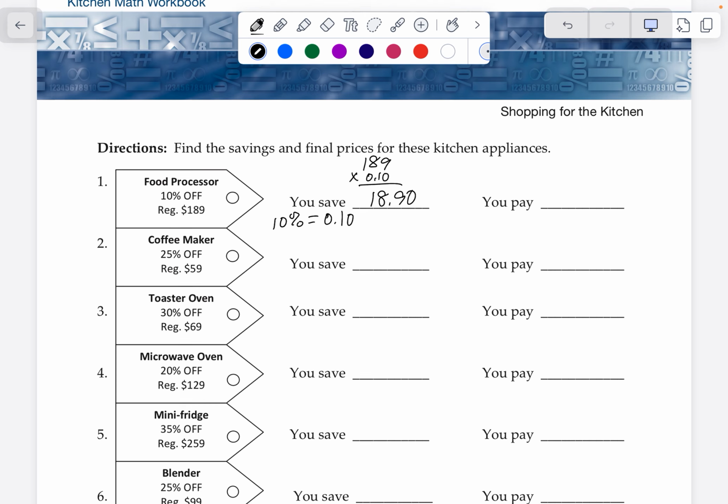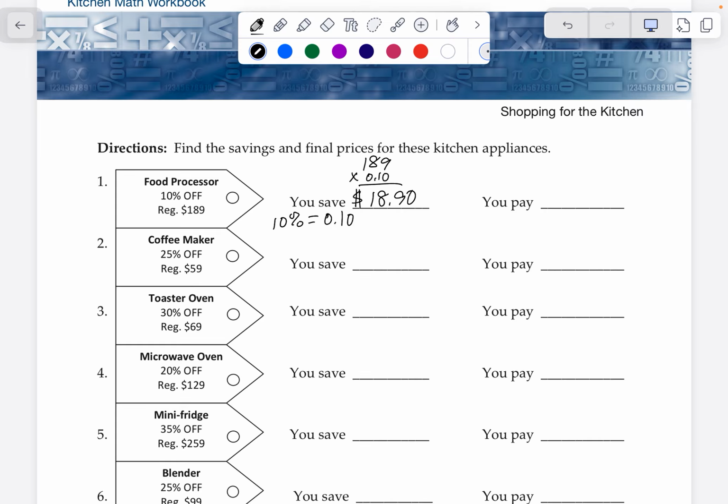Please make sure you put that dollar symbol. You want to show the 2 decimal places. And please, if it isn't perfect like this one, make sure that you round to the nearest decimal. So that's what you saved by multiplying by that decimal value, 0.10, okay?